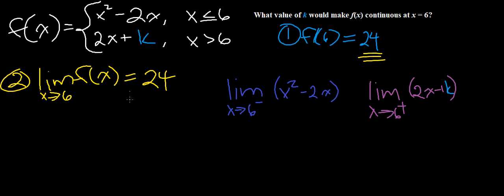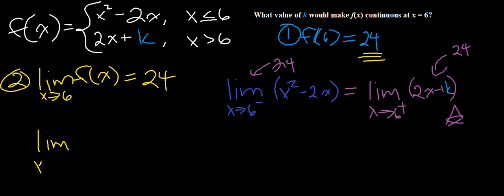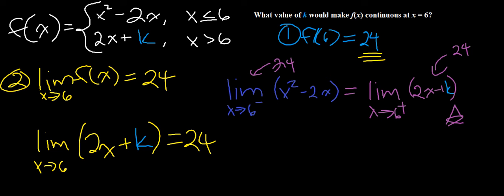Now, in order for the limit to equal 24, these two limits have to be equal. Remember, the left-hand limit has to equal the right-hand limit in order for the limit as a whole to equal 24. Meaning, not only does this have to be 24, but more importantly, this has to be 24. So, with that being said, we can go back to doing our math, and we can say that the limit as x approaches 6 of 2x plus this unknown constant k that we're trying to solve for, this is equal to 24.